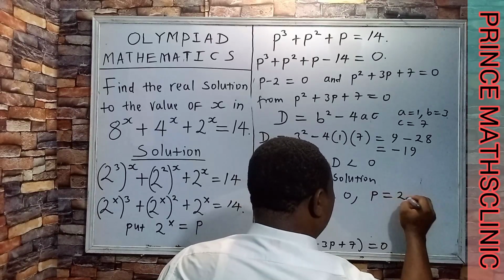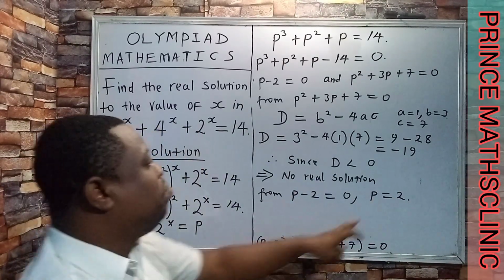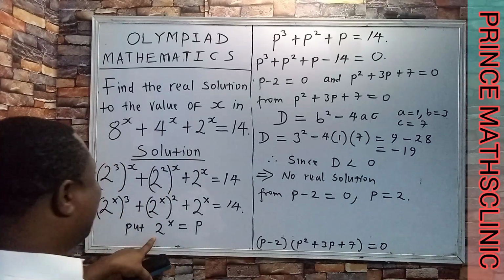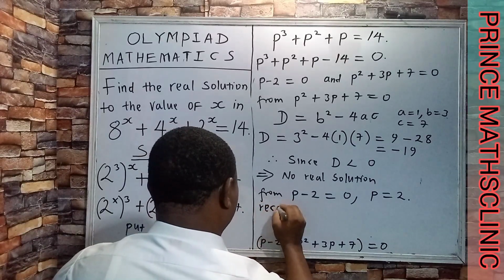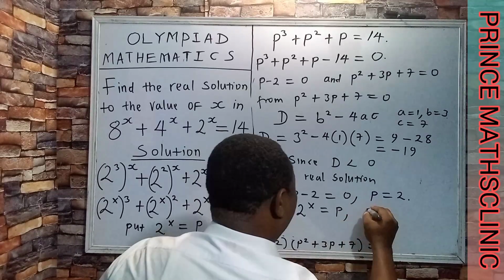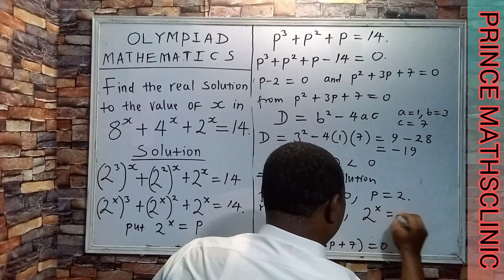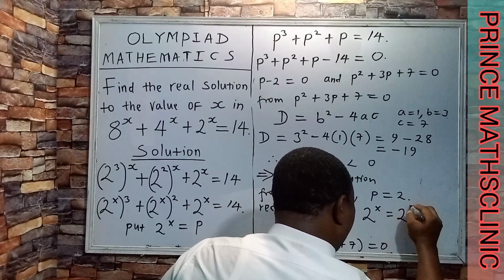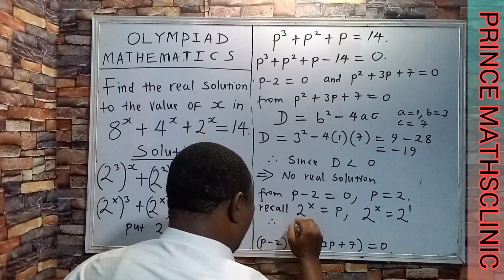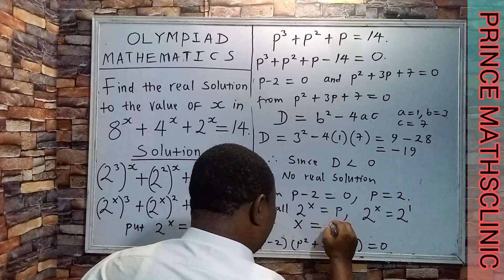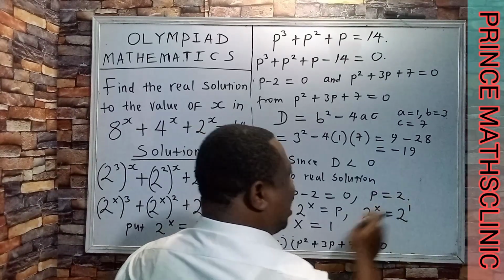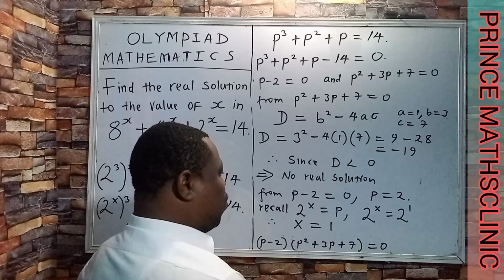So we now try the other value. From p minus 2 equals 0, it means that our p is equal to 2. But mind you, we are not looking for p, we are looking for what? For x. Then we'll now go to where we recall that 2 to the power of x is equal to p. Therefore, 2 to the power of x is equal to p now, which is 2 to the power of 1. So the bases are the same. Therefore, our value for x is what? The same, which is 1. Since the bases are the same, therefore the powers are equal. So x is equal to 1.